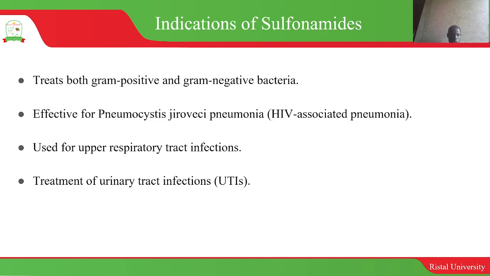Indications of sulfonamides, they treat both gram-positive and gram-negative bacteria. They are effective for Pneumocystis jirovecii pneumonia, which affects HIV patients many times. Used for upper respiratory tract infection and also treatment of urinary tract infections.